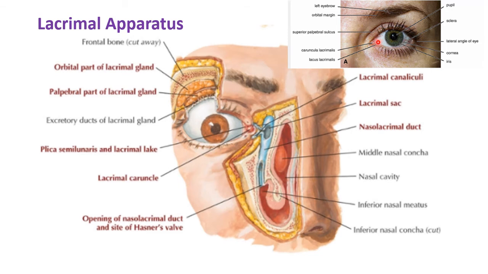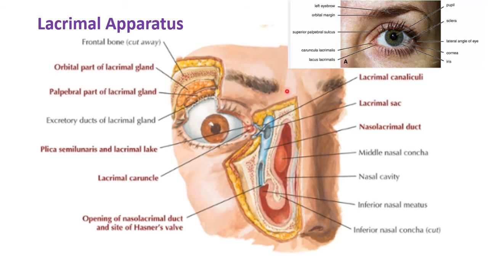And thereafter is this lacus lacrimalis, a fold of skin which is present out here, which is also known as the lacrimal lake, because all the tears which are secreted from the orbital lacrimal gland tend to move towards the medial side of the eye and form in this particular area, the lacrimal lake, because here the accumulation of tears takes place.